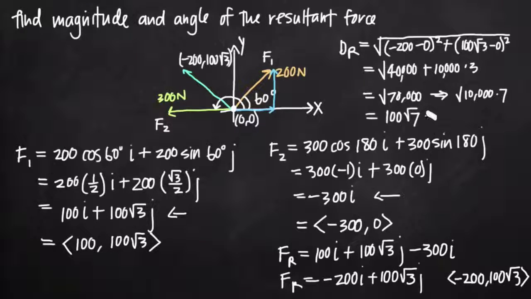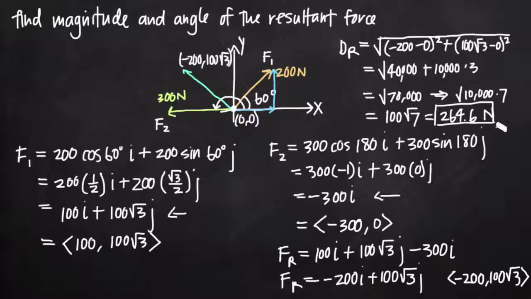If we do that on our calculators, that's approximately equal to 264.6. Again, this is the magnitude or the length of the vector, and because the magnitudes we were given are in newtons, we're going to say that 264.6 newtons is the magnitude of our resultant force.